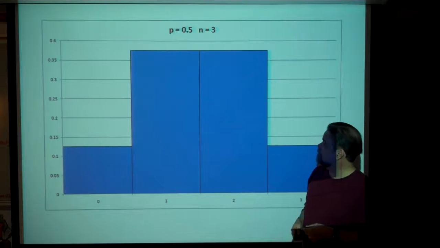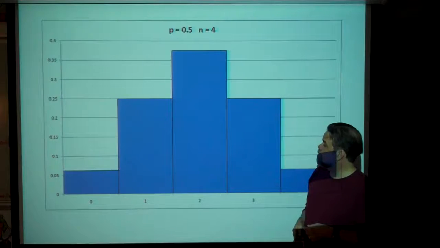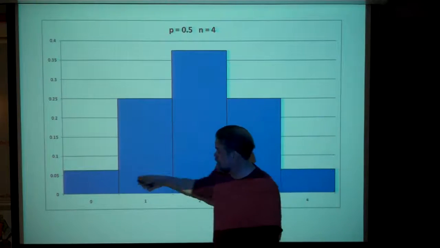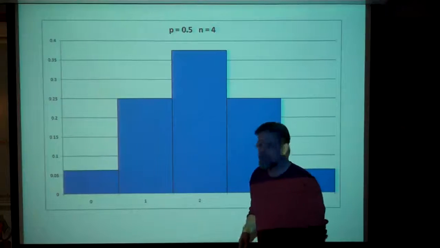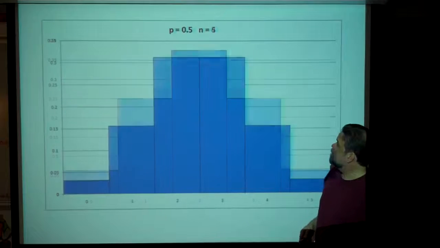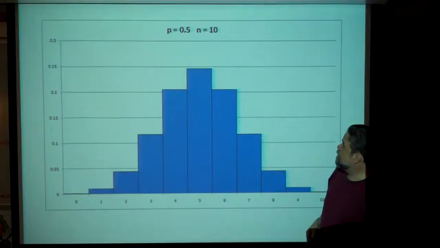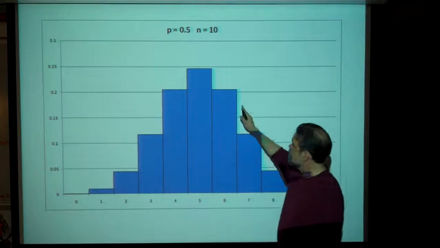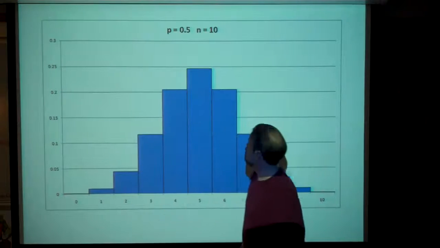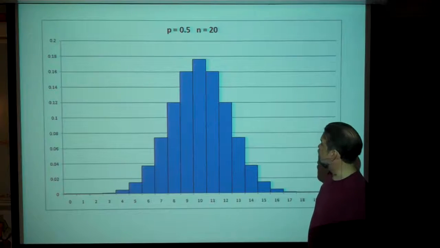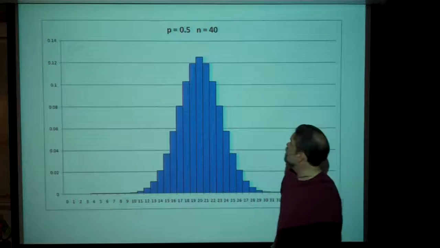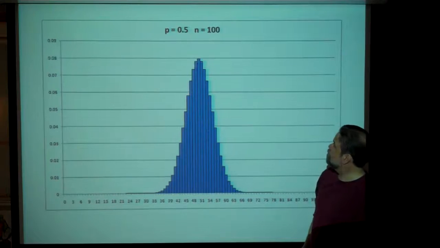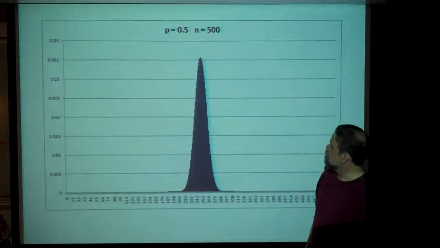Here's the histogram with three flips. Here's the histogram with four flips. Now my probability of getting zero heads has gone down to less than, I think it's about 6% there, it looks like. Here's the histogram with 5. Here's the histogram with 10. And I don't know if you can see this, but it's starting to have this little bit of a bell shape there. Here we are with 20. Here we are with 40. And now I'm very bell-shaped. Here we are with 60, with 100, and with 500.